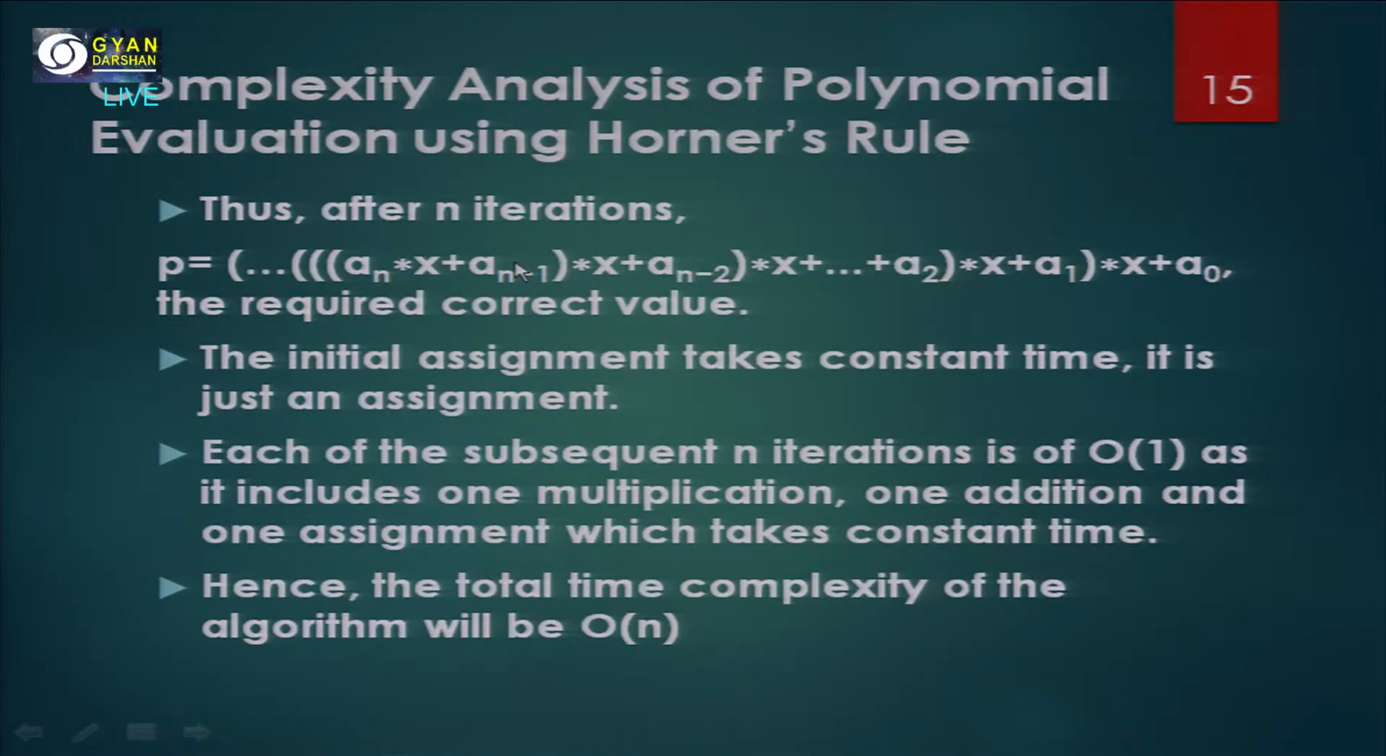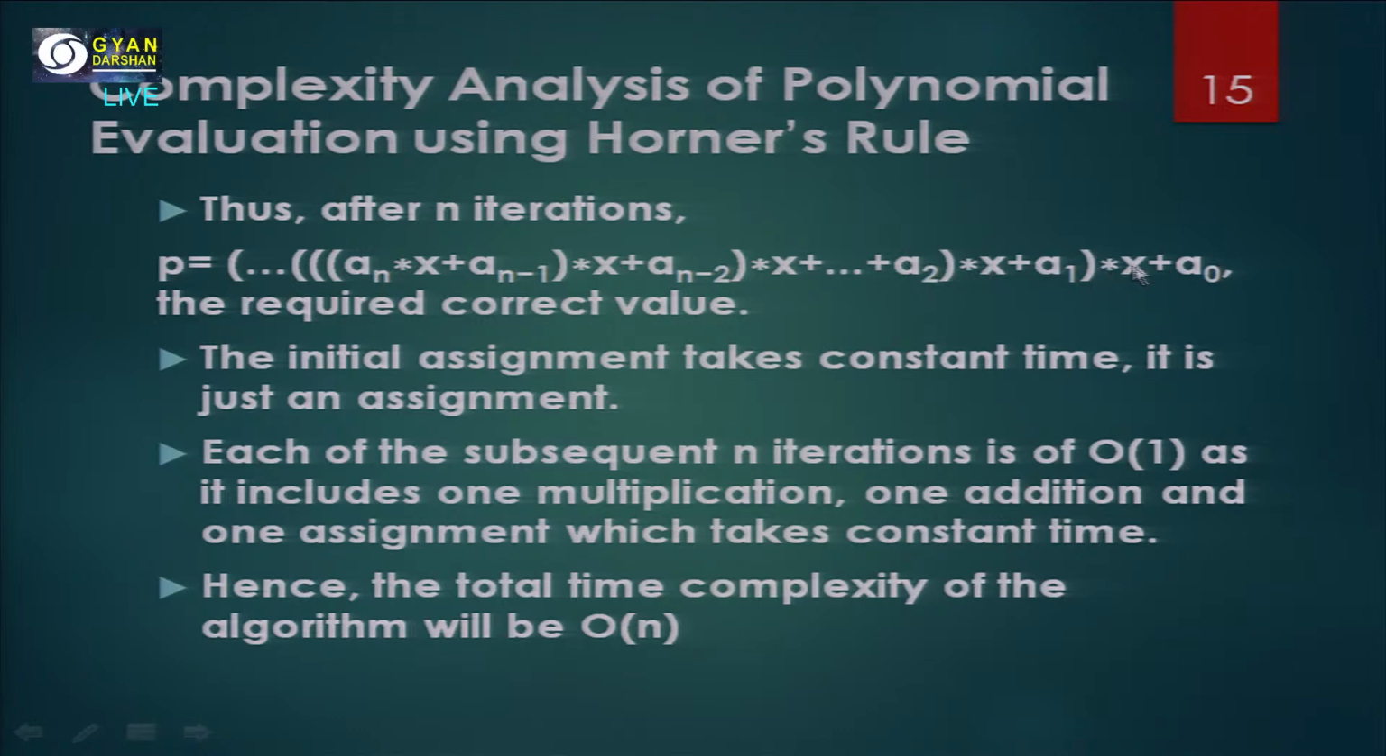So once Horner's rule has determined this, after n iterations, what are you going to get? Well, after n iterations, you are going to get the final polynomial evaluation which we expect, that is an into x plus an minus 1, multiplied by x plus an minus 2, into x, and so on so forth, till plus a2, then multiplied by x plus a1, right, and the bracket closes here.